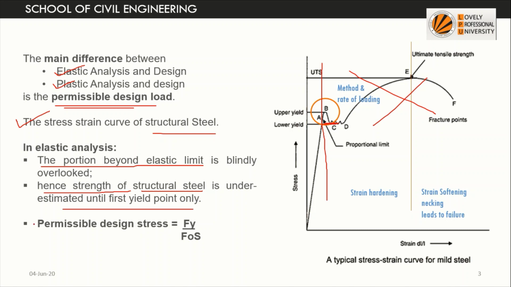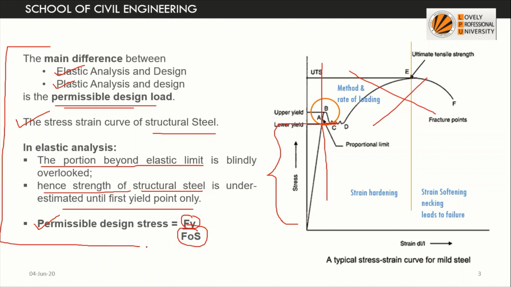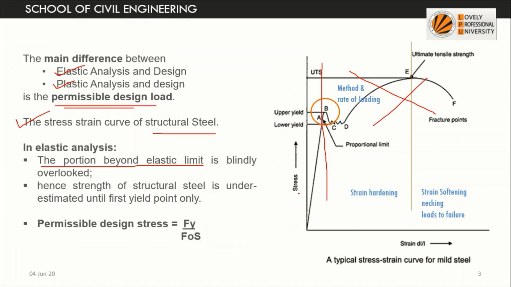So what is the permissible design stress? It is nothing but this value Fy, divided by some suitable factor of safety. This was the principle we used in the working stress method, whereas the actual strength or the failure strength of the material is Fu. Based on this, I will show you an interesting video on cricket. Hope you will enjoy it.